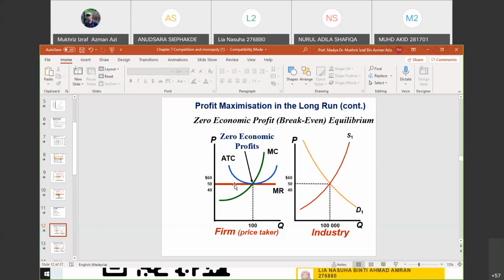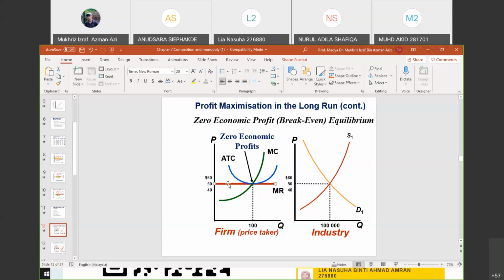What is zero profit? When the price is equal to the minimum average cost point. Where is the minimum average cost point? The minimum point is when the MC cuts the average cost. So this is the minimum point here. So when the price line, the red one is the price line or the demand line, is equal to the minimum point of average cost, this is what we call the zero profit condition.